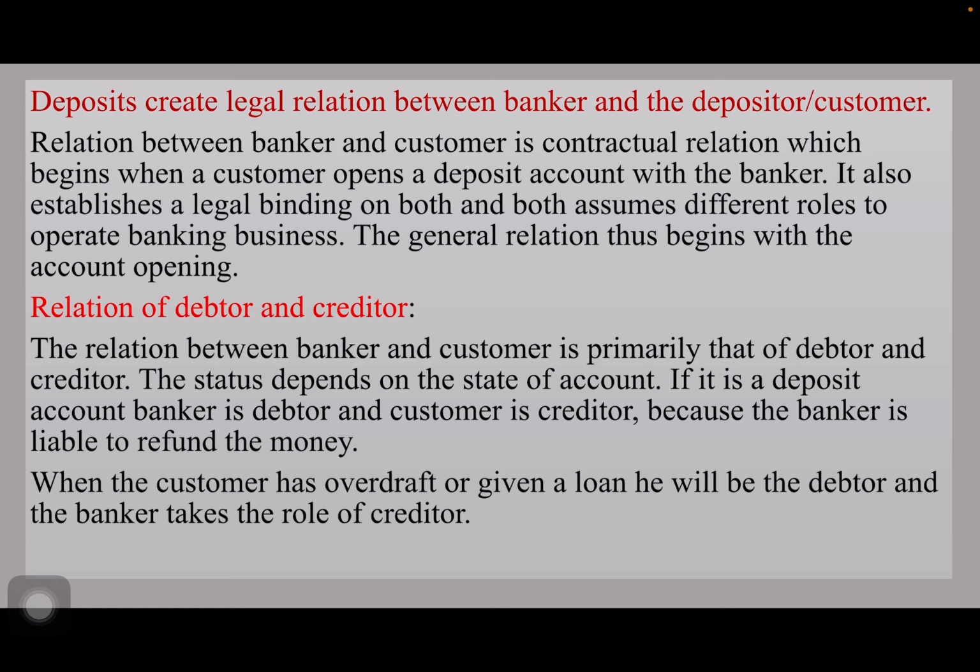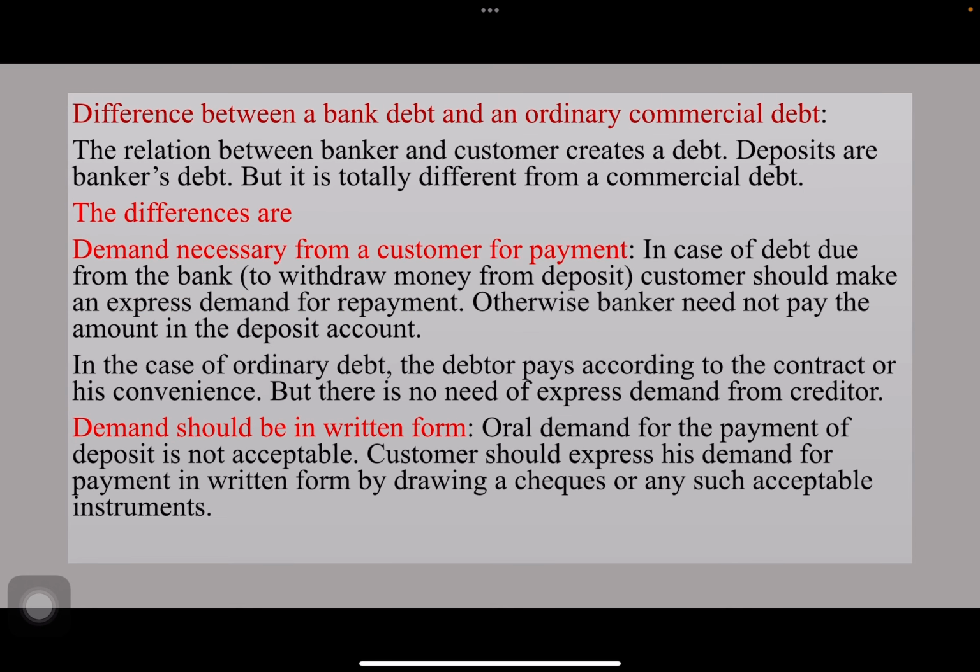Relation of debtor and creditor is the base for the relation between banker and the customer. The relation between banker and customer is primarily that of debtor and creditor. The status depends on the state of the account. If it is a deposit account, the banker is the debtor and the customer is the creditor, because the banker is liable to refund the money to the deposit holder. When the customer has an overdraft or has been given a loan, he will be the debtor and the banker takes the role of creditor. But remember that though the deposit is a debt to the banker, it differs from ordinary debt.